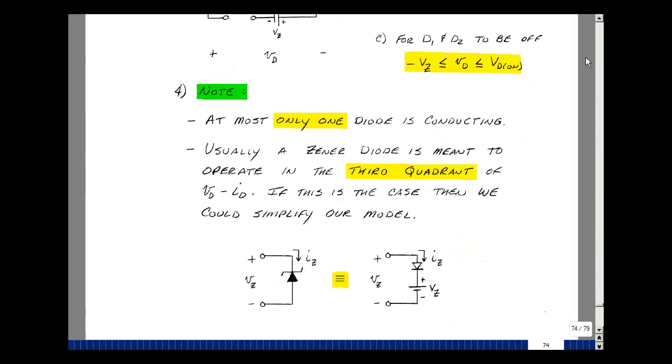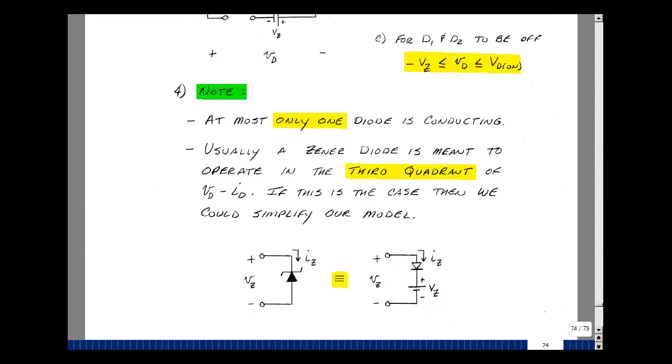As I mentioned before, we usually pick a Zener diode to use it as a Zener diode. In our model, we saw that only one diode was conducting at a time. If you were operating in that third quadrant of V sub D versus I sub D, we're looking at the case where we had the diode D2 and V sub Z, and the diode D1 would be off. In that case, the other term in our model would just be an open circuit, and we just leave it off.